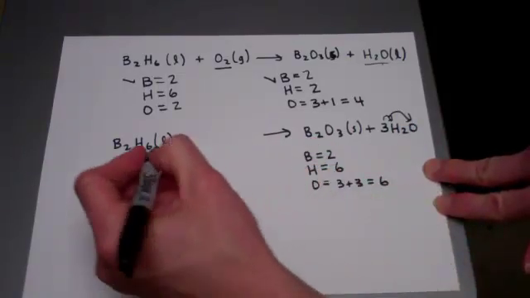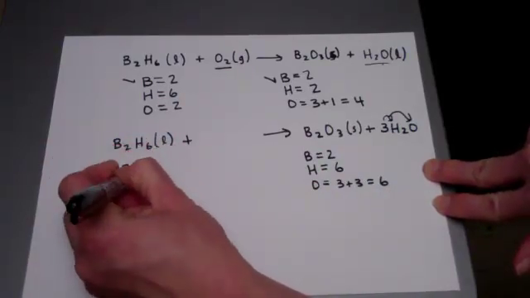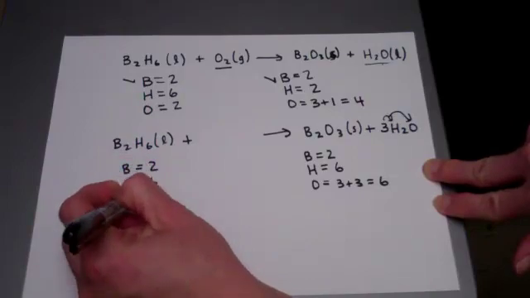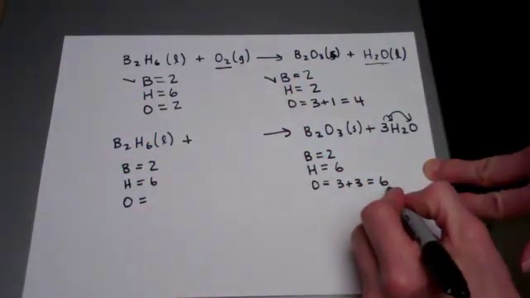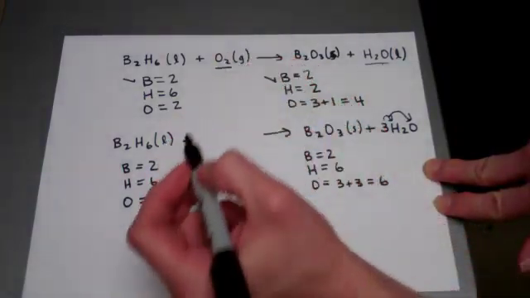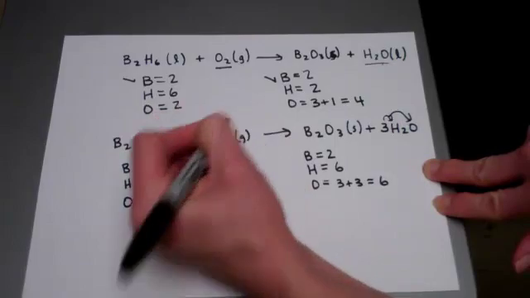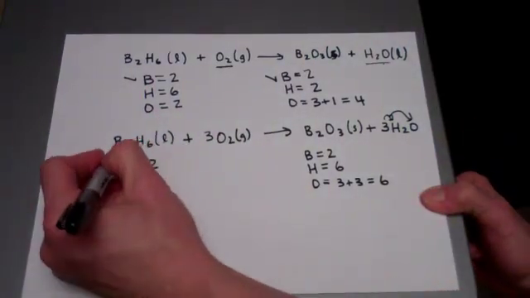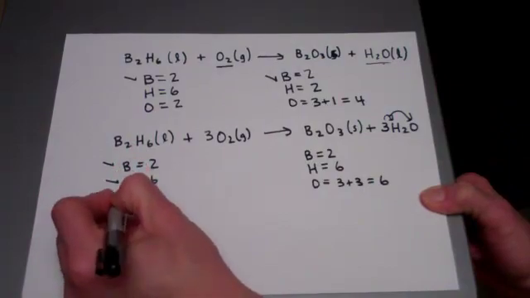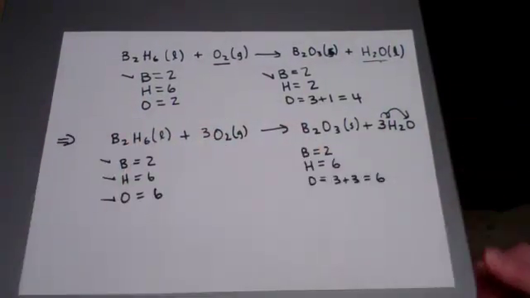So now on this side, we've got 2 borons, 6 hydrogens, and so far we have 2 oxygens. We have 6 here. So if we have 3 of these, I think that will get us to a balanced state for a total of 6. So do these all check? 2, 6, and 6. So this is our balanced equation.